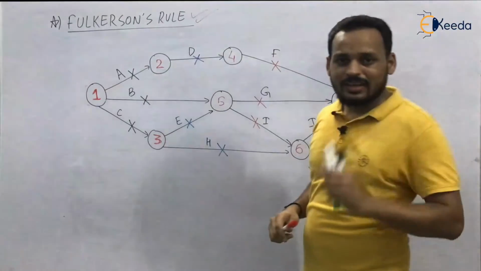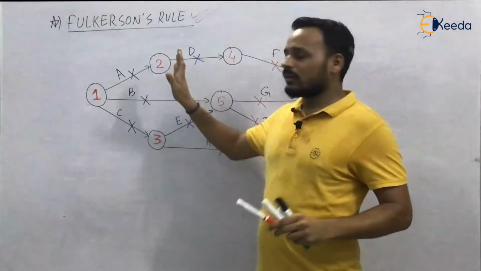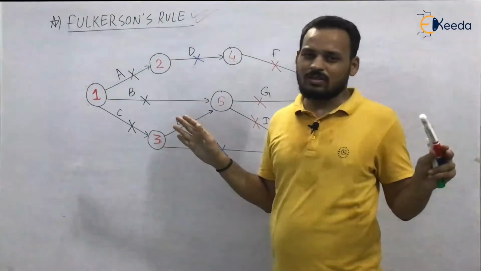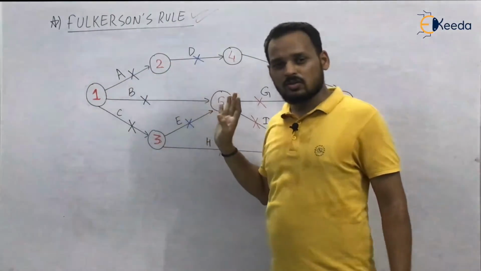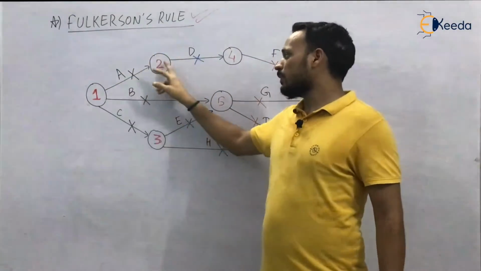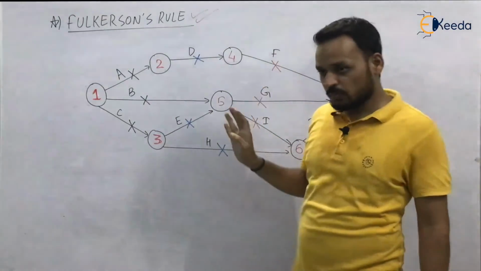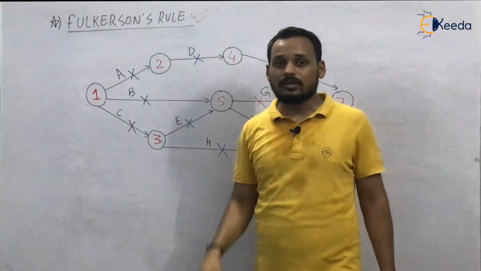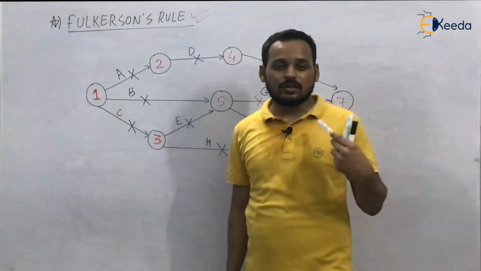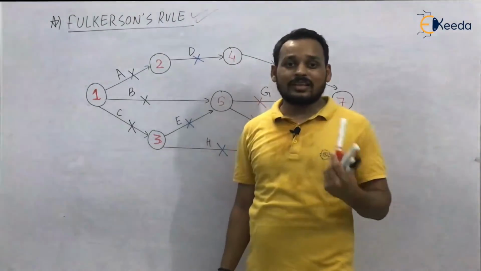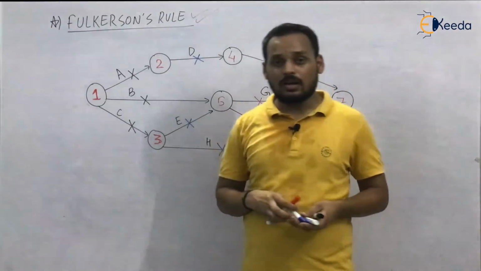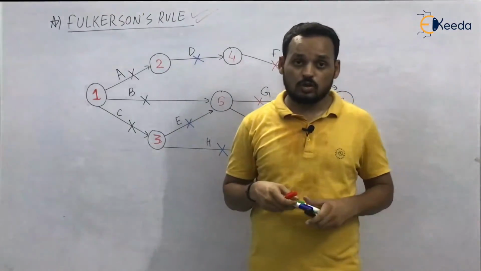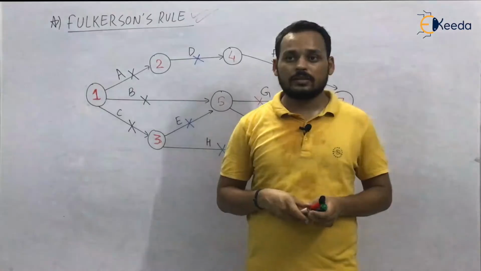And I am telling you a secret: in the GATE examination, Fulkerson's rule has no use. You can solve the network diagram without naming these events, but you have to learn it. You have to learn it because if you go to an interview after the exam or after getting a good rank, you may be asked what Fulkerson's rule is. So you have to explain it.